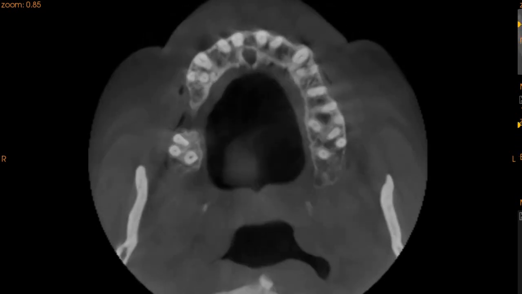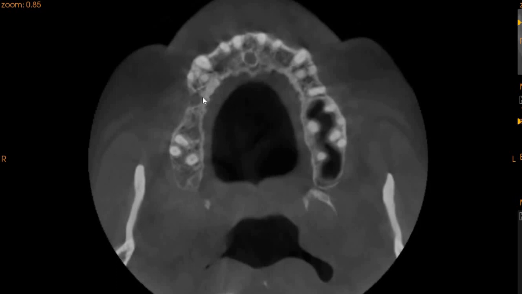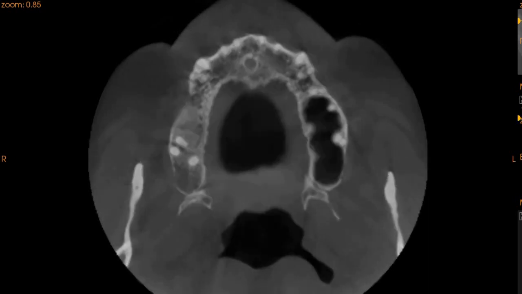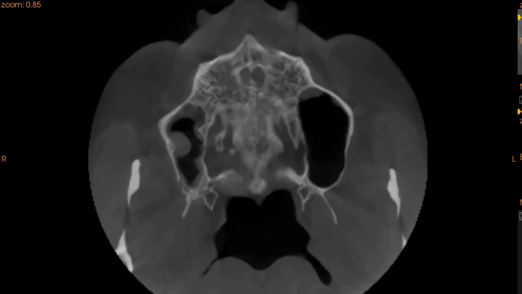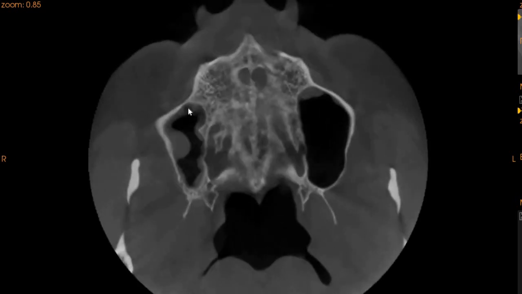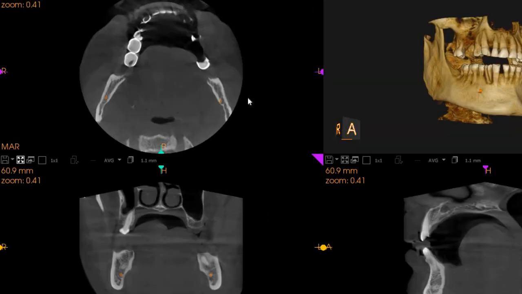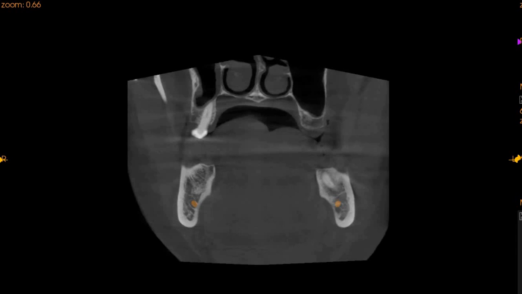If we move to the axial view of the upper side, this is the upper right region. As you can see, this is the right side of the patient. We do not see any significant sinusitis associated with this tooth. We do see slight sinusitis in the upper right sinus, but nothing significant.